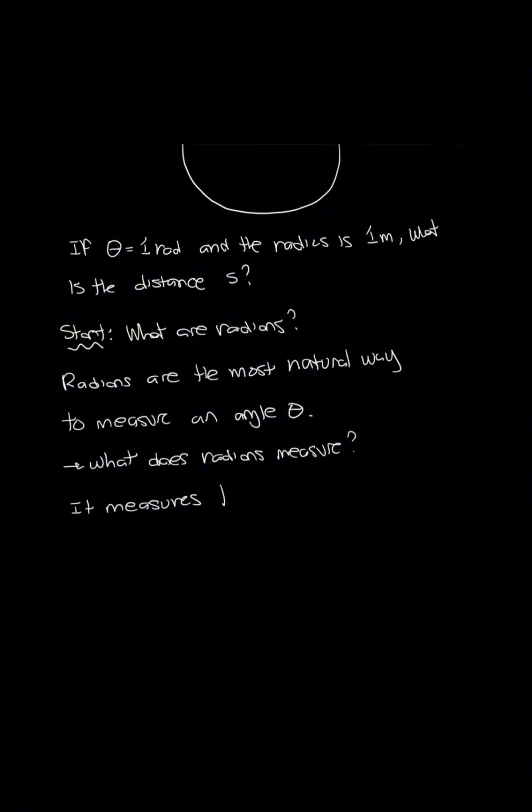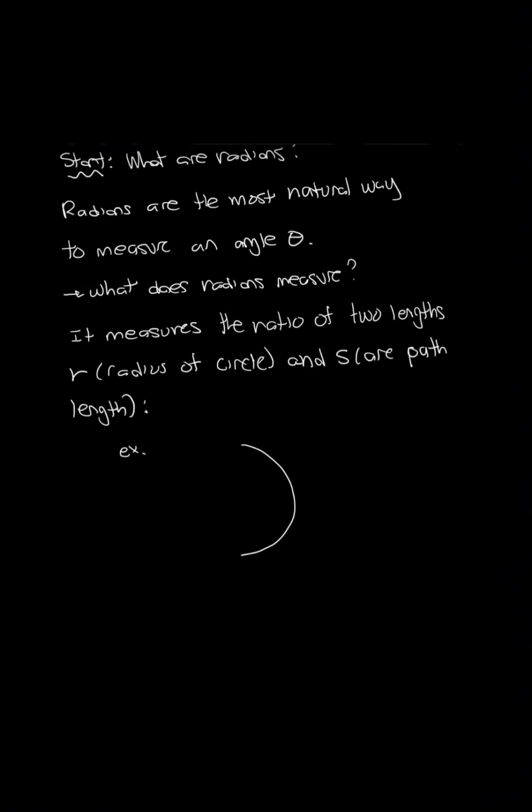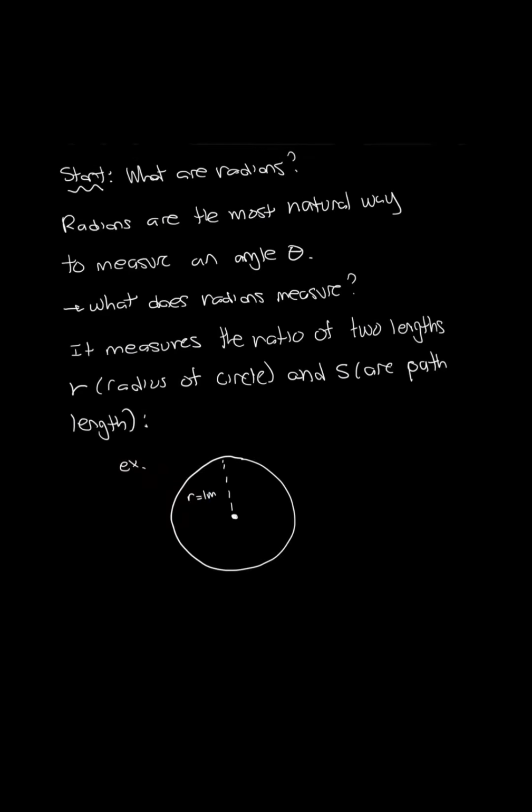measure? It measures the ratio of two lengths, r, the radius of the circle, and s, the arc path length. So we can visualize this by drawing this circle here of radius 1 meter. If we rotate by an angle theta equals 1 rad, we identify that the arc path length is going to be this path length here. This is the length that the vector traverses while being rotated by an angle theta.